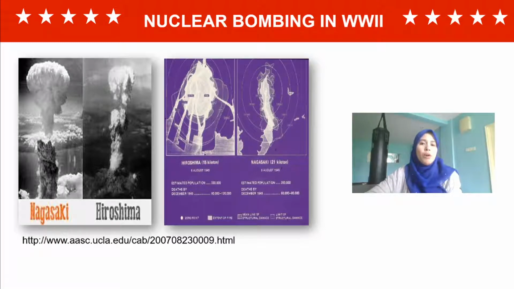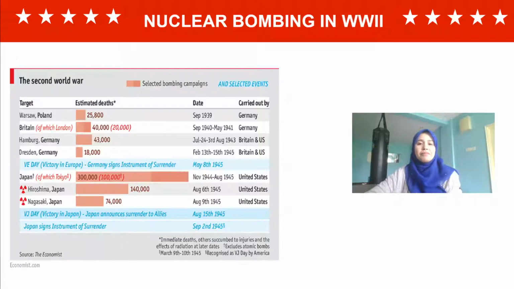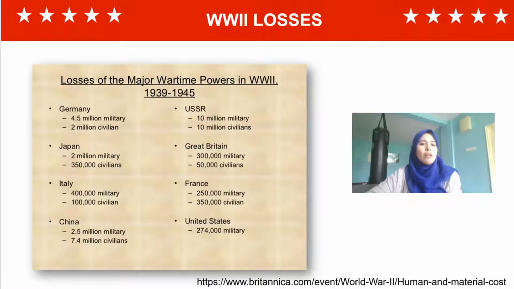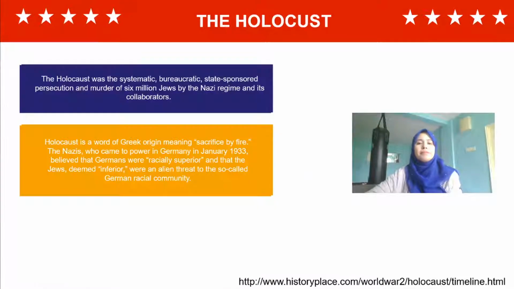So in World War II, the most horrible incident happened, Nagasaki and Hiroshima, whereby a lot of people were killed due to the first nuclear weapon. And in this Second World War, the casualties are so bad, and the losses of major wartime powers, these are the casualties. Too many people died.